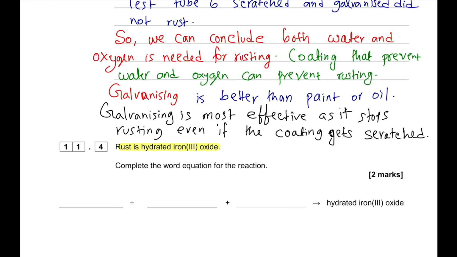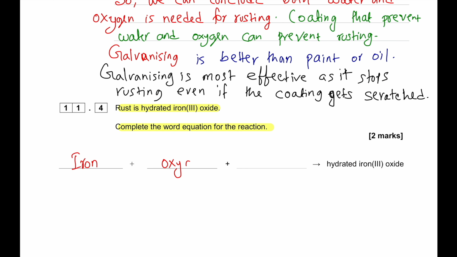Rust is hydrated iron 3 oxide. Complete the word equation for the reaction. So iron plus oxygen plus water produces hydrated iron 3 oxide.